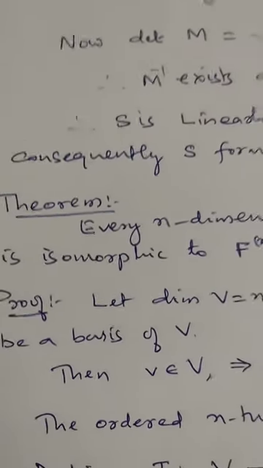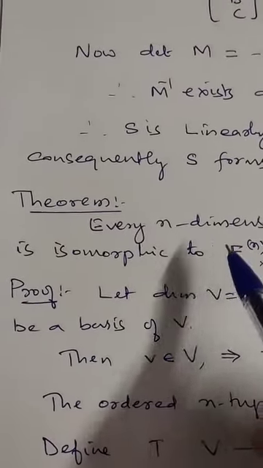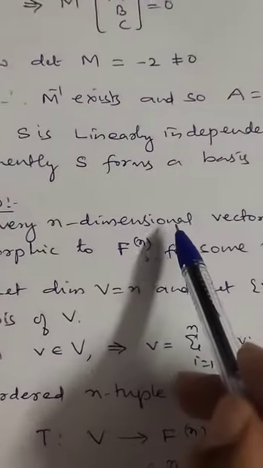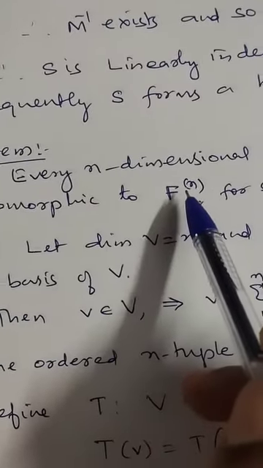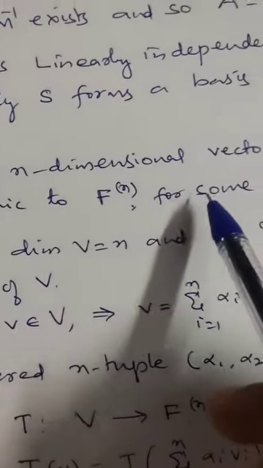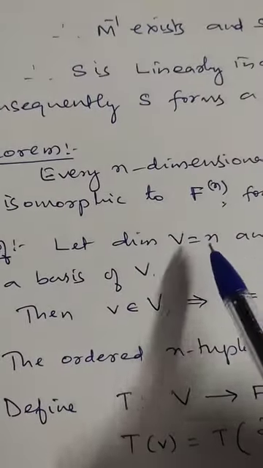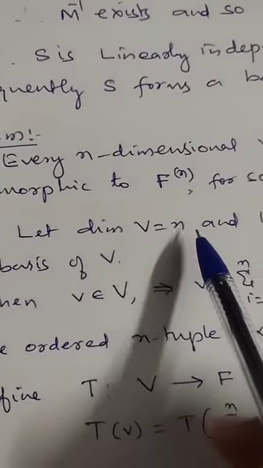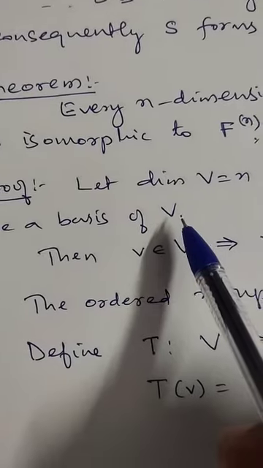Okay. Next, let us take up another result. In this theorem, we are going to show that every n-dimensional vector space V over F is isomorphic to F^n for some n. So let the dimension of the vector space be n, and let v1, v2, etc., vn be a basis of this vector space V.